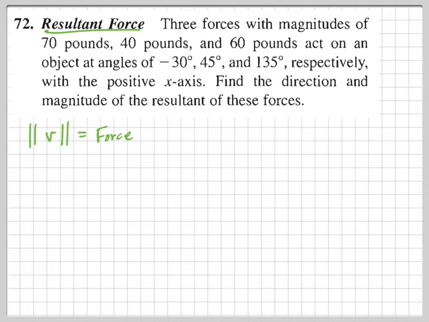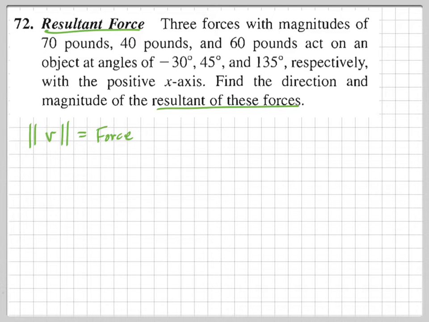Now, let's read this. It says 3 forces with magnitudes of 70 pounds, 40 pounds, 60 pounds act on an object at angles of negative 30 degrees, 45 degrees, and 135 degrees, respectively. Respectively simply means that 70 pounds pairs up with negative 30 degrees, 40 pounds pairs up with 45 degrees, and 60 pounds pairs up with 135 degrees with a positive x-axis. Find the direction and magnitude of the resultant of these vectors.